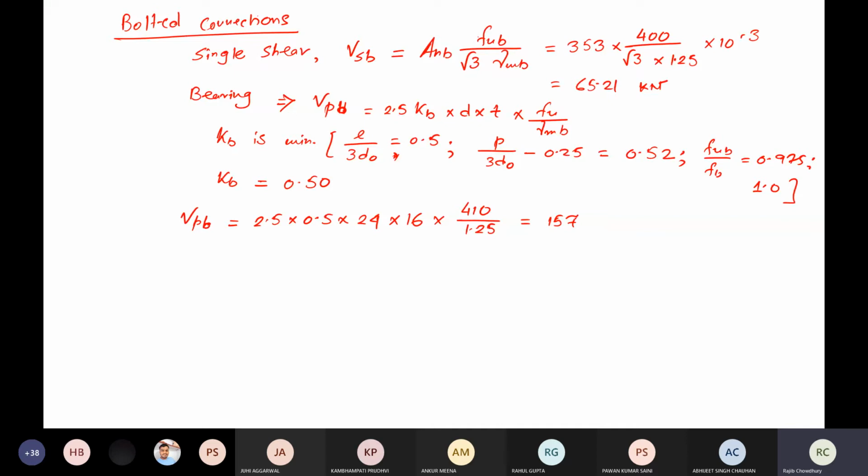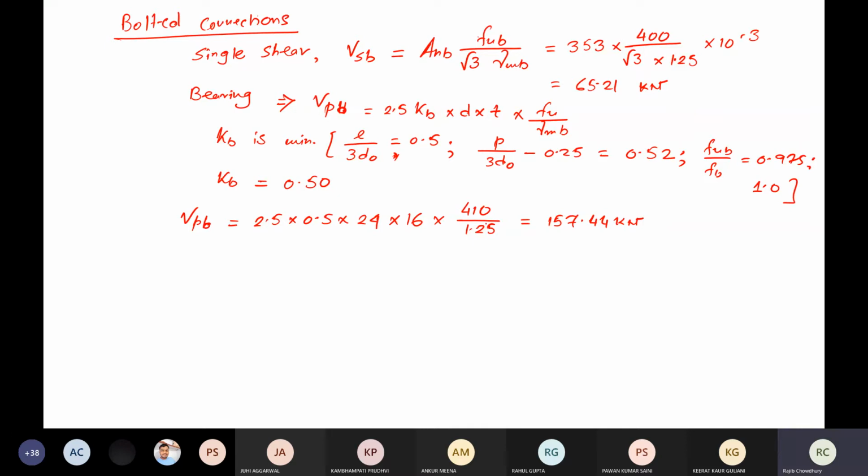Yeah, divided by gamma MB, right? Which one do we divide? Did we divide by gamma MB in shear? We don't divide by anything for bearing. Are you sure? Yes, sir. That's how it's in the code. Let me just check it. No, sir, but that would be the nominal strength, right? This is the final design. This is a design strength, Rahul.